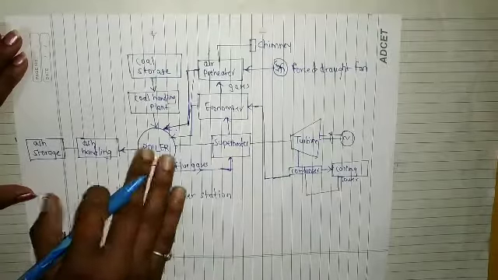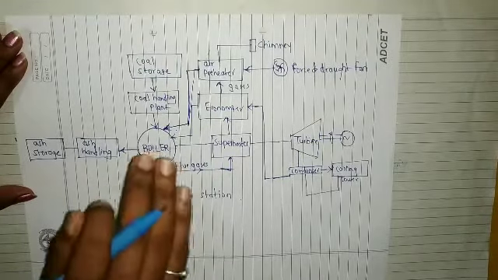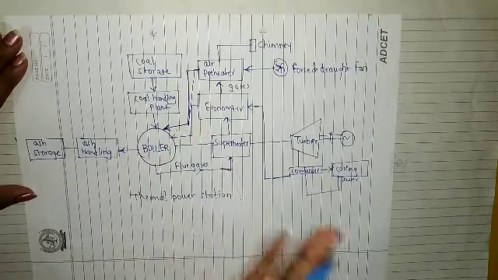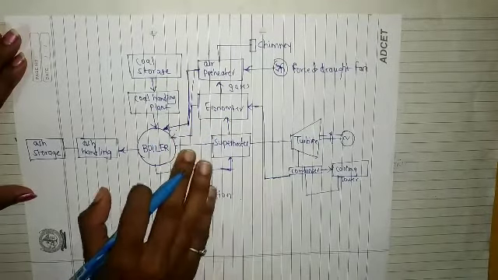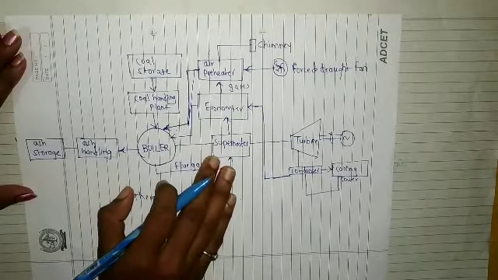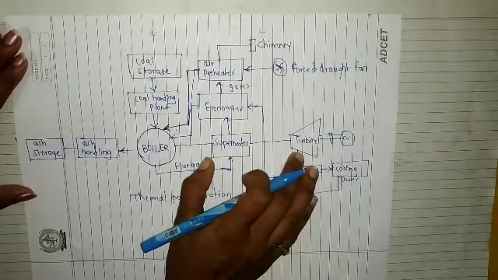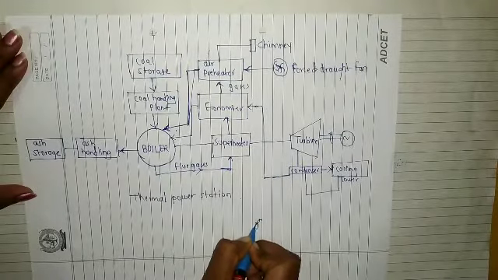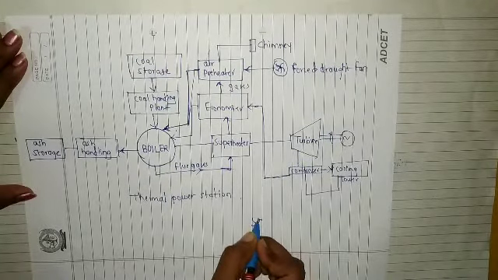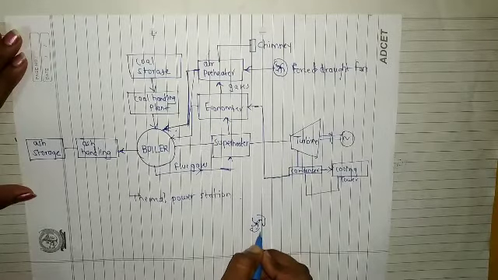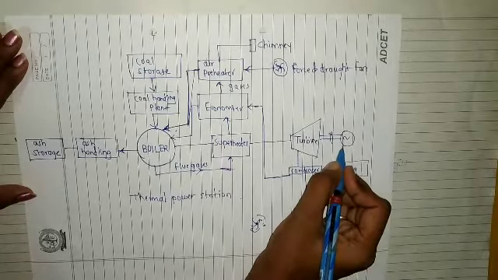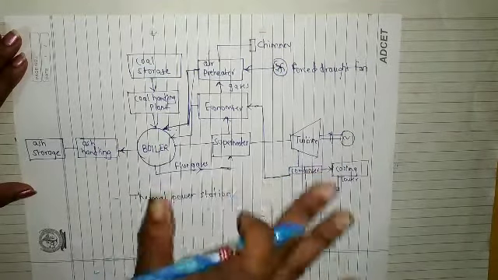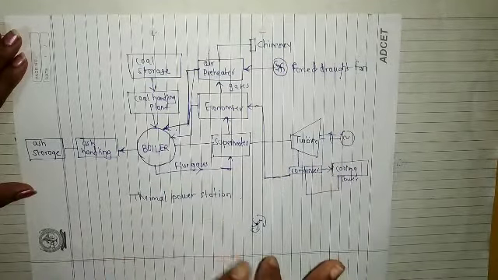So in the boiler, first heat is produced. Because of this heat, water gets converted into high pressure steam. This steam will go to the turbine, and due to this, our turbine will rotate. Due to this rotation, our alternator will produce electrical energy. So this is the principle on which the thermal power station works.